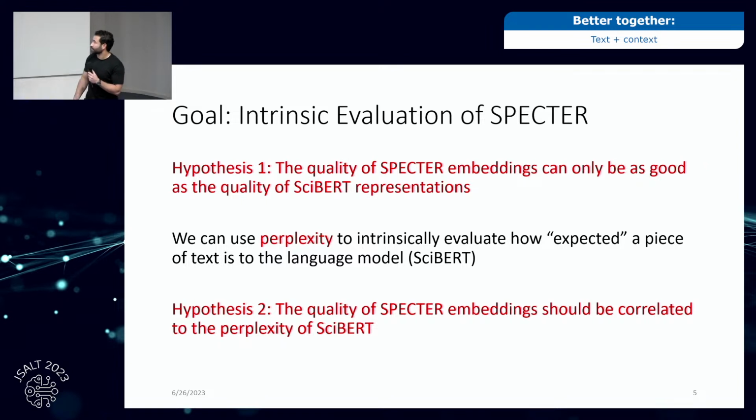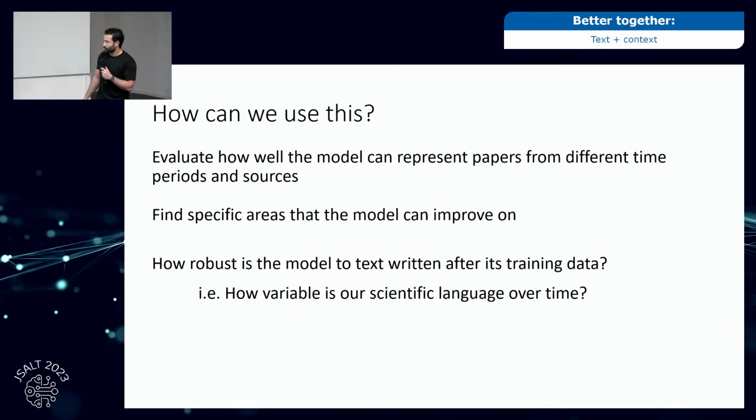Since BERT is a text-based model, we can use perplexity to intrinsically evaluate how expected a piece of text is to the language model. And so this leads to our second hypothesis, which says that the quality of Spectre embeddings should be correlated to the perplexity of BERT on some text. So once we have this measure of perplexity, how can we use it?